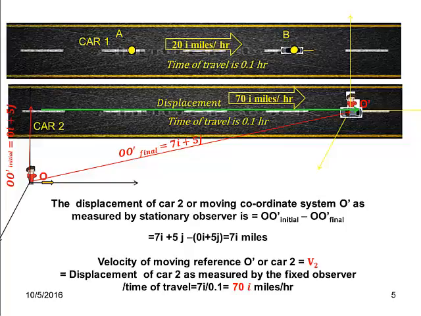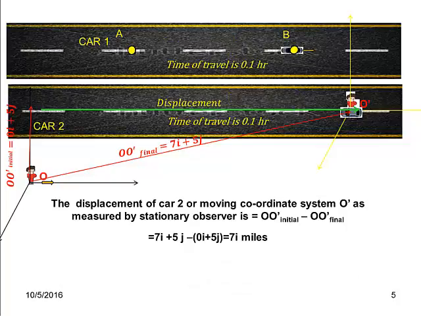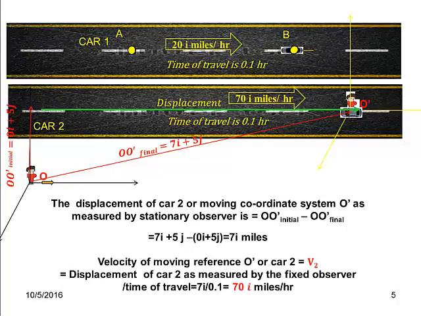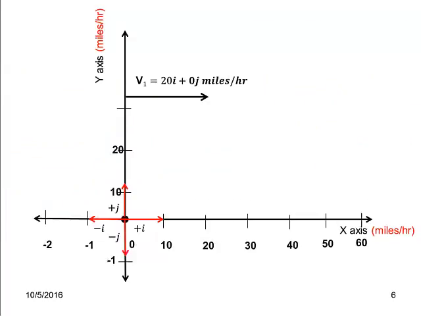Now we see that car 1 is moving with 20 miles per hour and car 2 is moving with 70 miles per hour. Let us represent this velocity v2 of car 2 measured by the stationary observer along with velocity v1 of car 1. This is also the velocity of coordinate system O' with respect to coordinate system O.